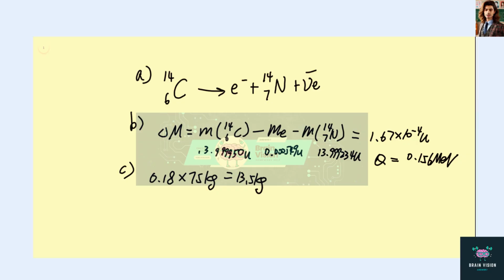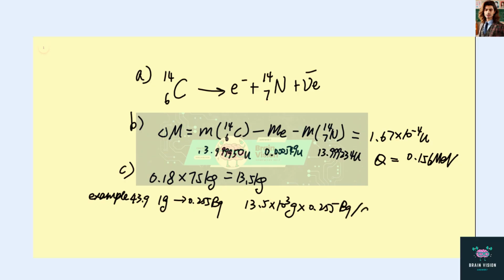And also in example 43.9, we know that each 1 gram of carbon will have an activity of 0.255 Bq. So now that we have 13.5 kilograms, we will have 13.5 times 10 to the third grams times 0.255 Bq per gram. And this is giving us 3.4 times 10 to the third decays per second.